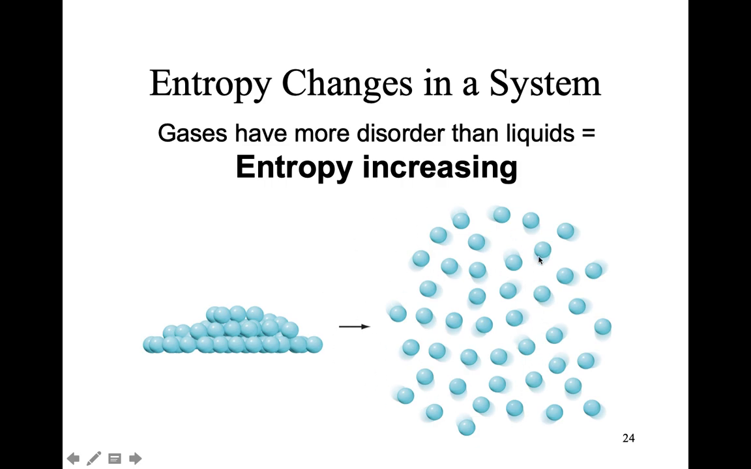Okay, so next, gases. Notice the molecules flying around. They are more messy than the liquid. So the liquid has less entropy than the gas does. Gas is a bigger mess. The molecules are flying all over the place.